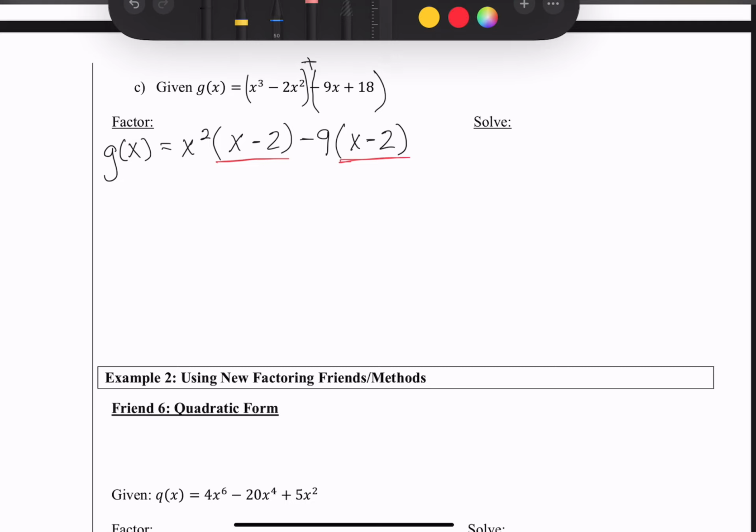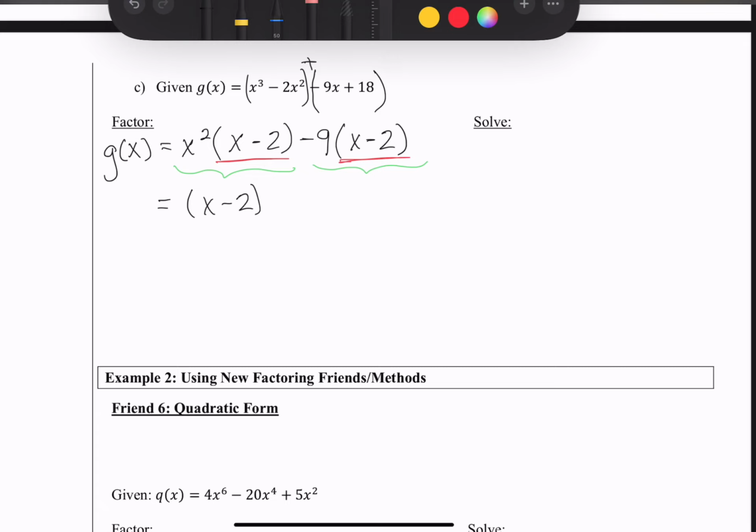So now, in each grouping, I've only got two terms here. Let's see here. This is my first term. This is my second term. In each of those terms, I have a common binomial factor of x minus 2. So now I'm going to factor out that x minus 2.